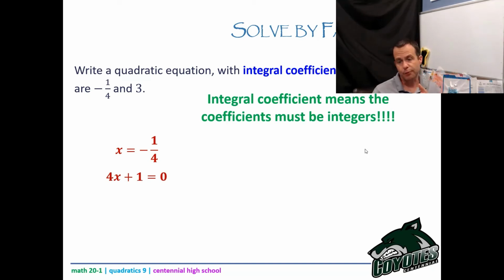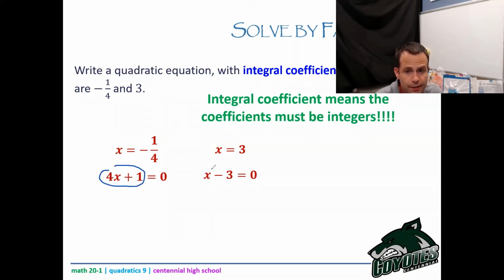Do the same thing for 3. So if x equals 3, bring that over so it equals 0, and my factor would have been x minus 3 equals 0. So these guys are my two factors for the quadratic, because these guys would have been what I split for the zero product principle. So I just put them back together and I multiply them.